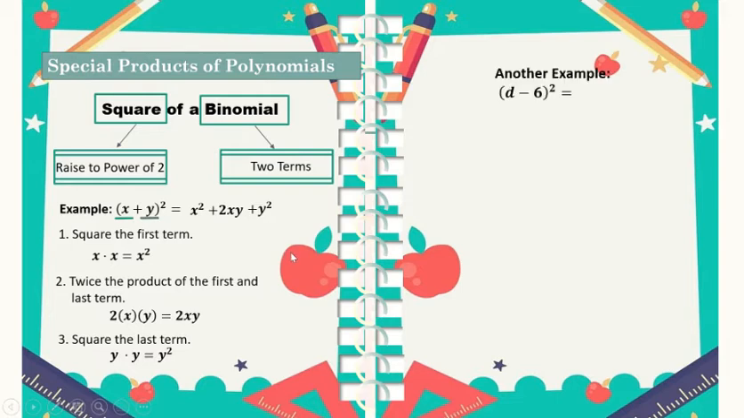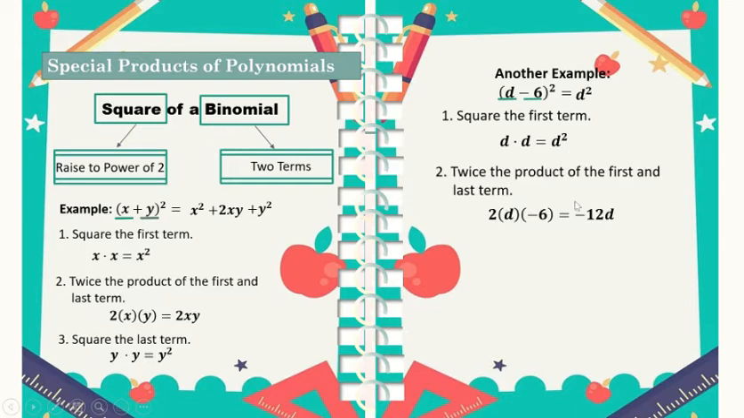Next, another example, d minus 6 squared. Again, we're going to follow the steps. 1, square the first term, which is d. d times d is equal to d squared.